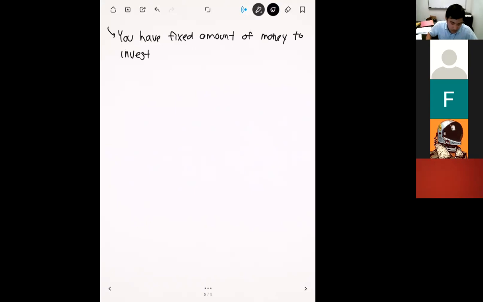Okay. And the fixed amount of money that you have is equal to the cost of the higher cost option. And so in this case, the amount of money that we have to spend is $2,000 because that was the cost of the higher cost option.